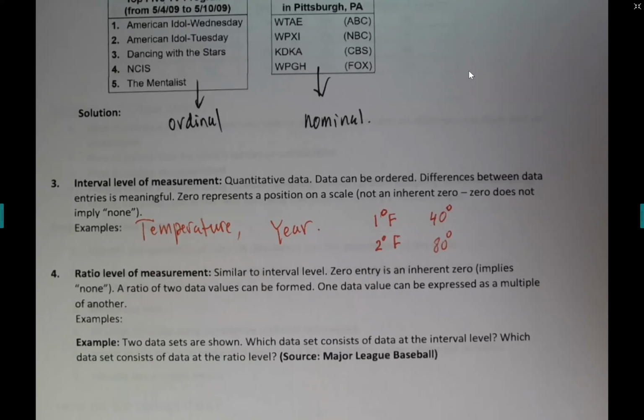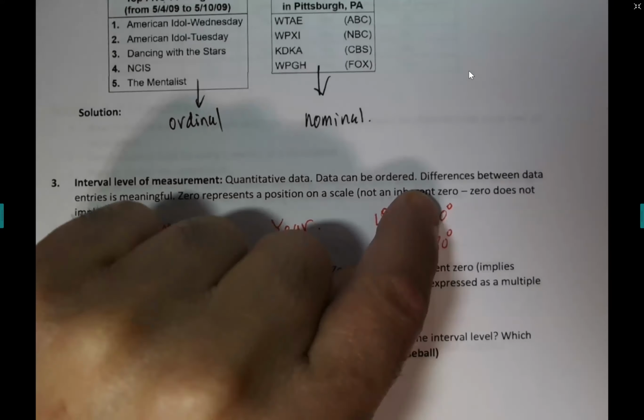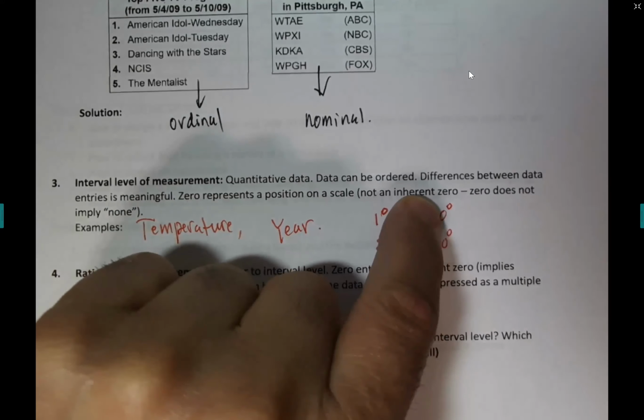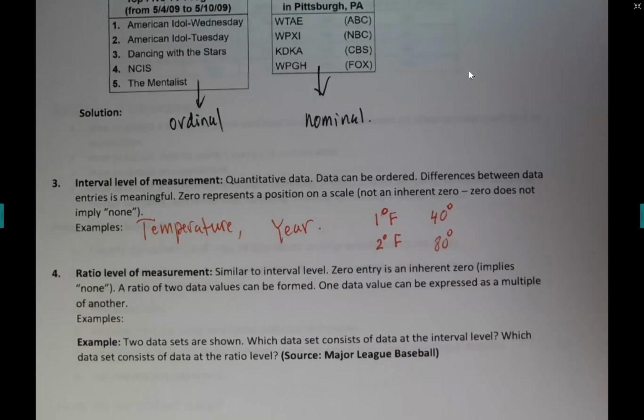the ratio level of measurement. It's similar to the interval level. Quantitative data, you can rank the data, you can subtract, but you can compare using ratios. You can say 80 is twice as much as 40, but the 0 means nothing at the ratio level. So the 0 is nothing. Like if I have no money in my wallet, that means I have $0. That is the ratio level of measurement.